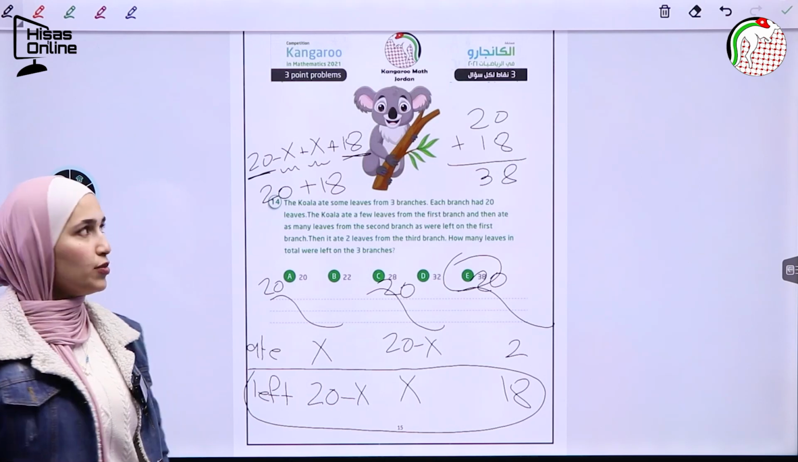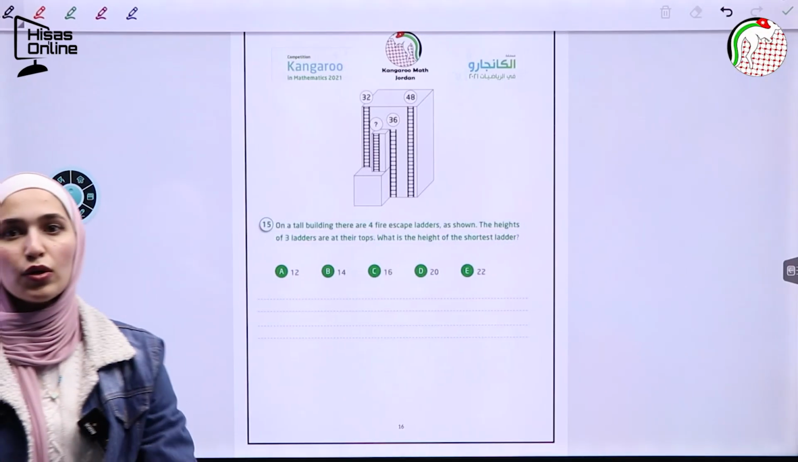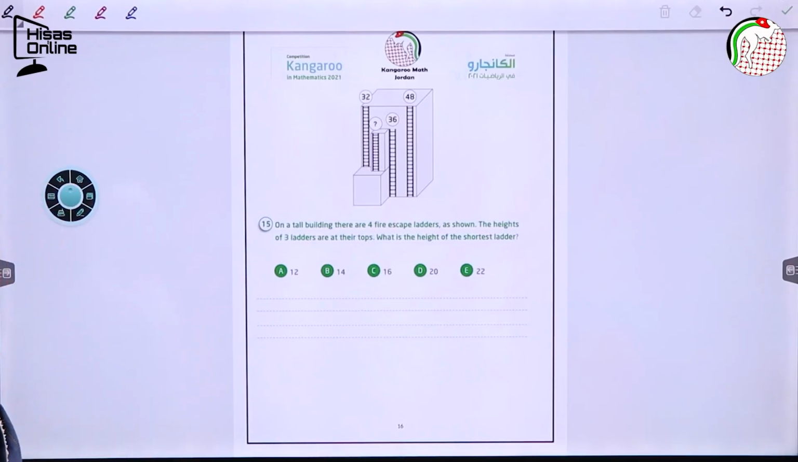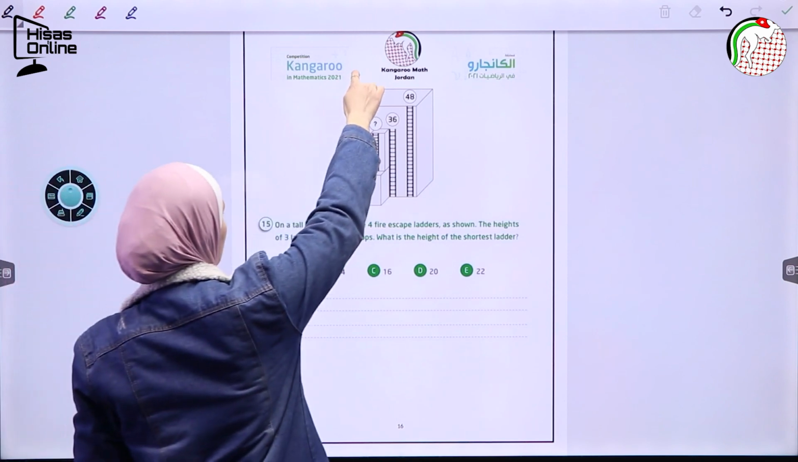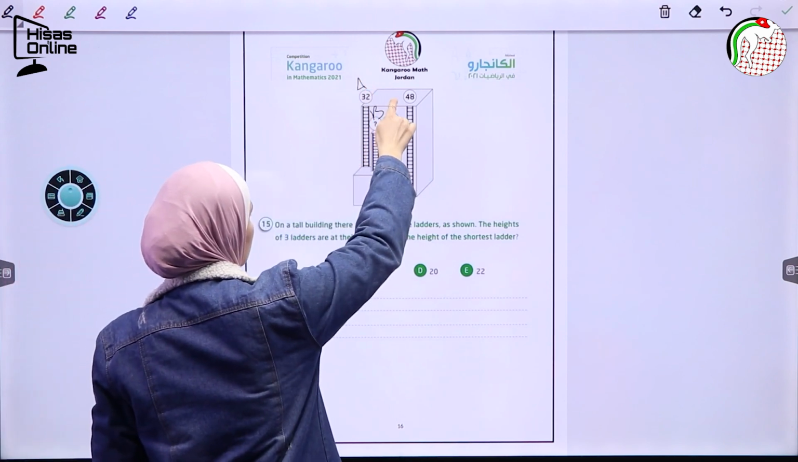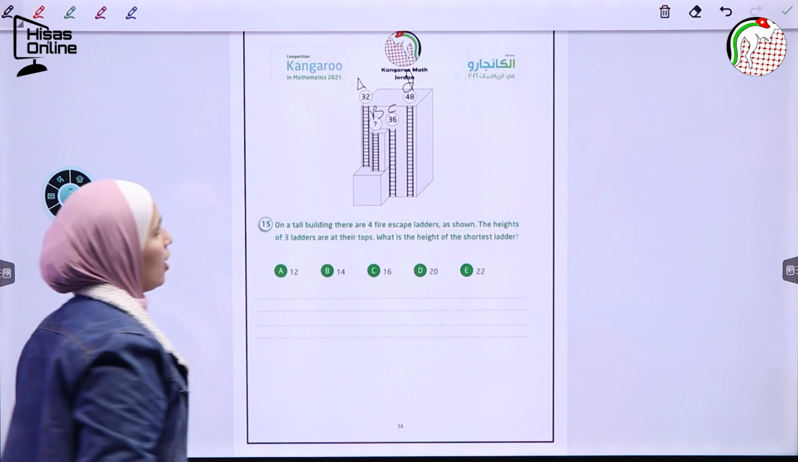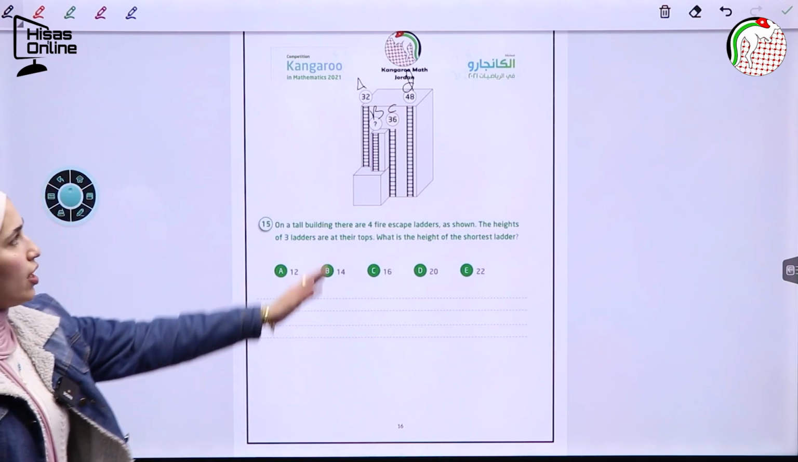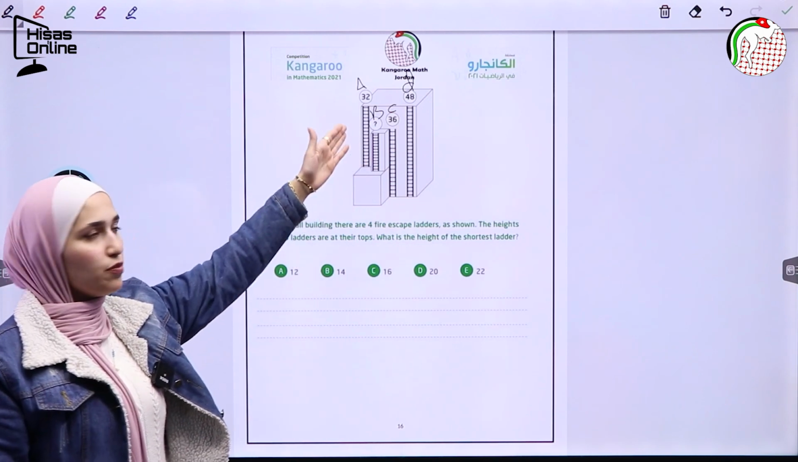Now question number 15. On a tall building, there are 4 fire escape ladders. As shown, the heights of 3 ladders are at their tops. What is the height of the shortest ladder? So students, we have 4 ladders. Let's name them A, B, C, D. And we would like to know the height for ladder B.